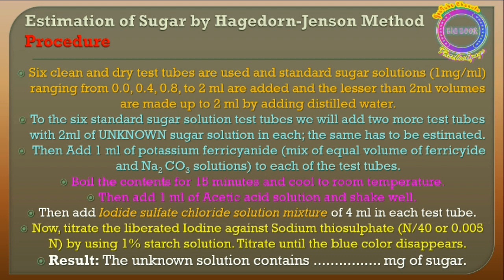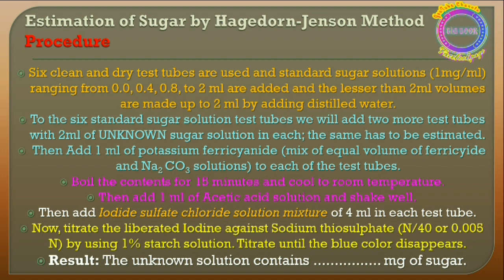Then we add the iodide sulfate chloride solution mixture. You know what this mixture is: it contains potassium iodide, sodium sulfate, and sodium chloride. We add up to 4 ml in each test tube, and shake it well after that. Now we are going to titrate the liberated iodine which is present in it.